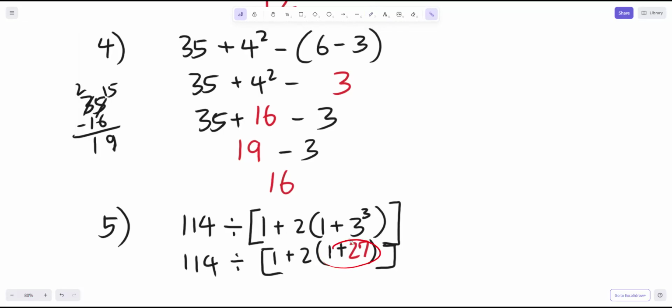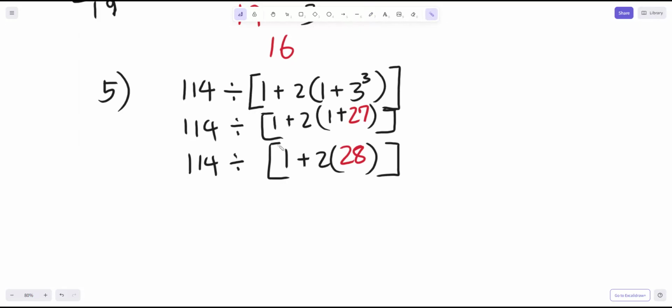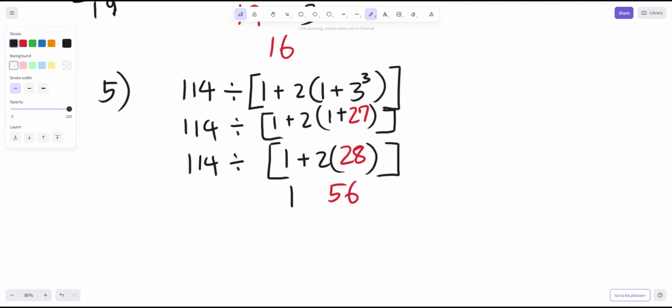Next we do here 1 plus 27. That's going to be 28. And copy the rest down. 1 plus 2 parentheses 28 bracket. And then 114 divided by that. Next, inside this bracket, there's nothing left in this parentheses, right? So we have to do inside the bracket. There's addition and then there's multiplication. So we multiply first. 2 times 28 is 56. And then 1 plus that in a bracket. And then 114 divided by that.